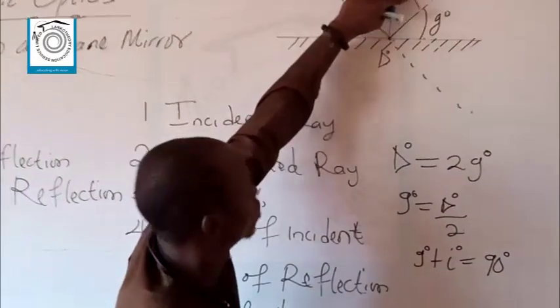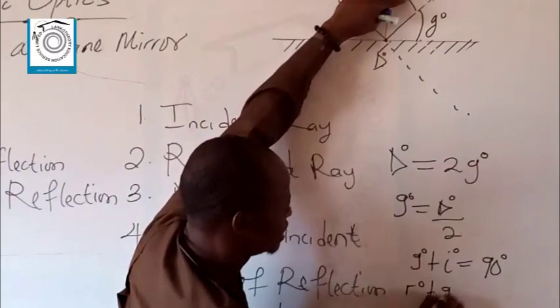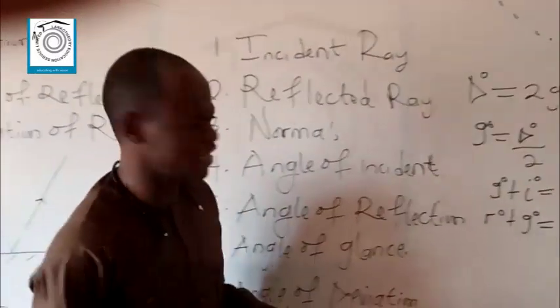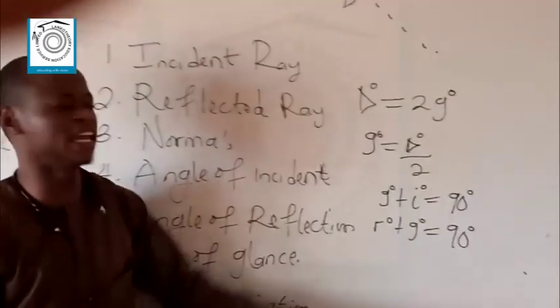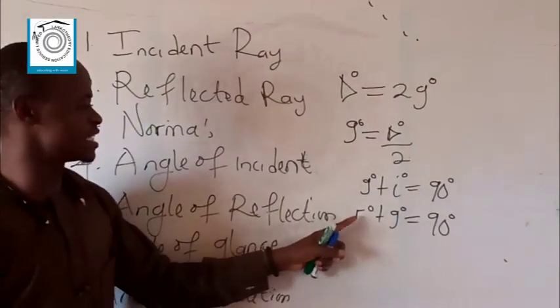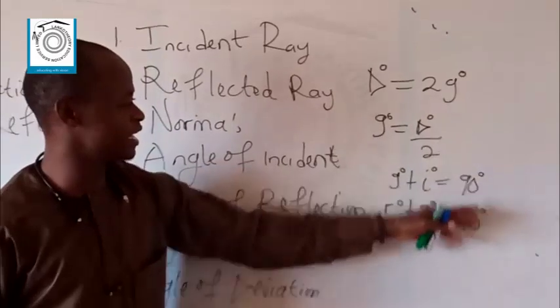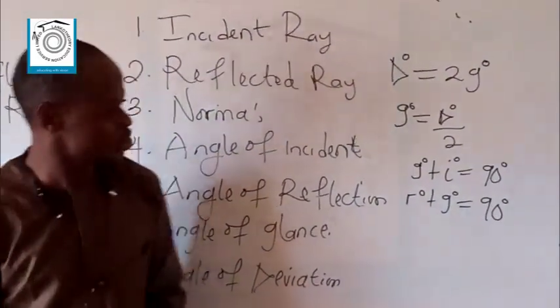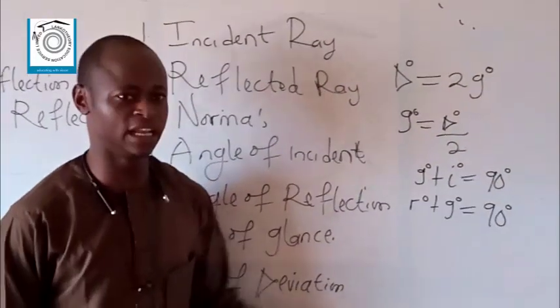And if you also check this one, the reflected angle plus glance angle is also equal to 90 degrees. If you check this very well, you observe that the left hand side of the first equation is G plus I, while the left hand side of the second equation is R plus G. And you observe that the right hand sides are equal to 90 degrees, and you already know mathematically that when the right hand sides are the same, then the left hand sides are what?